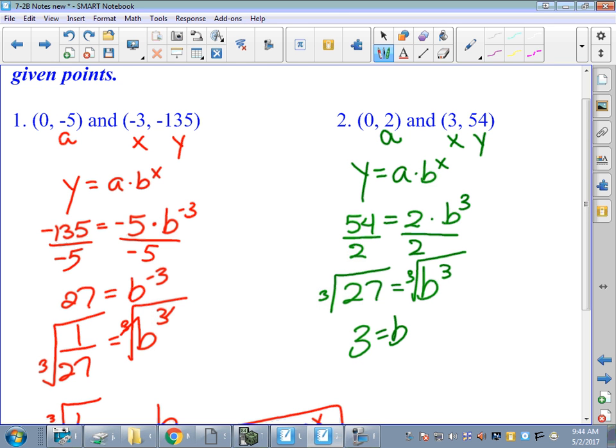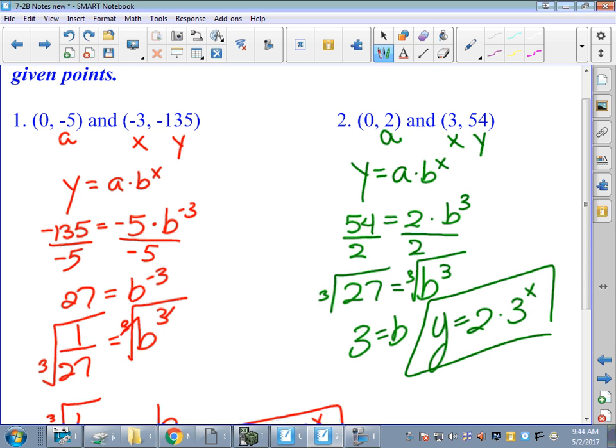This is a growth equation because it's greater than 1. And so y equals 2 times 3 to the x power. This is the equation that when you graph it will go through 0, 2, and 3, 54. If you wanted to check it, you could plug in 0 for x and you should get 2 for y, which it does. And if you plugged in 3 for x, you should get 54 when you solve it. So you can always check this by plugging in the points to solve.